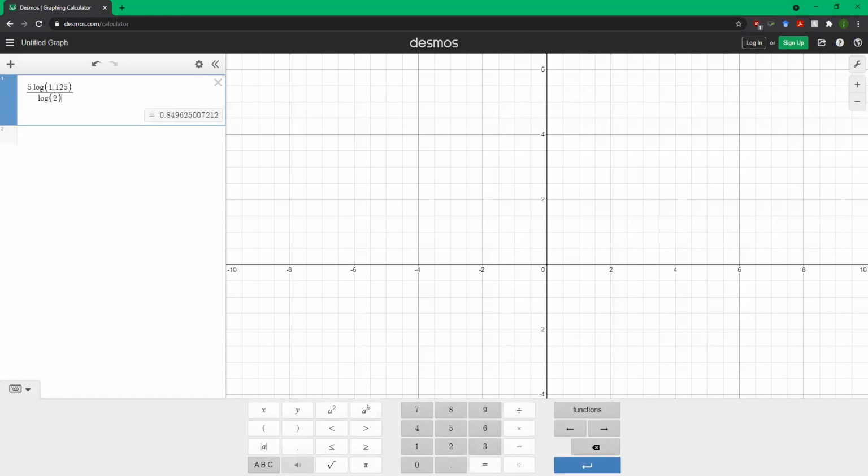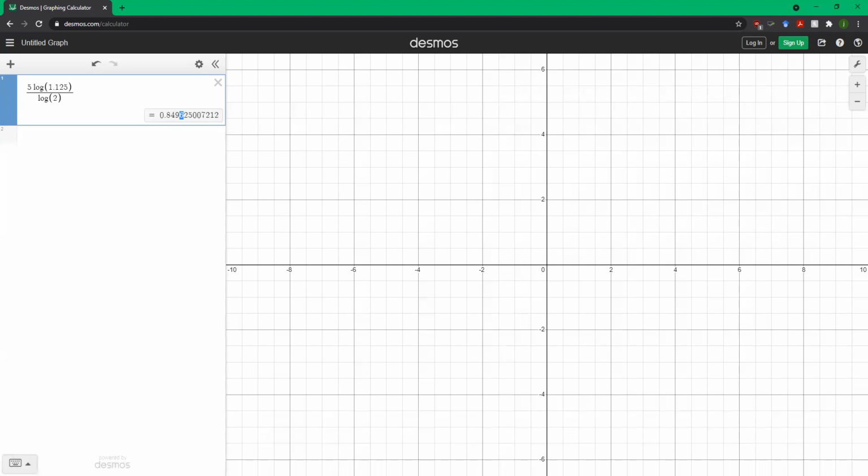Okay. And so there is our answer, 0.849. In that case, it actually makes this round up to 0.85 because of the 6 right here, since we're doing 3 decimal places, right? So 0.85 is our answer here.